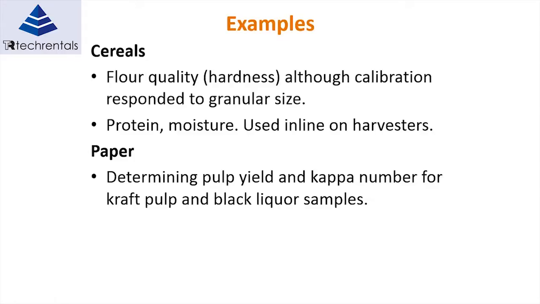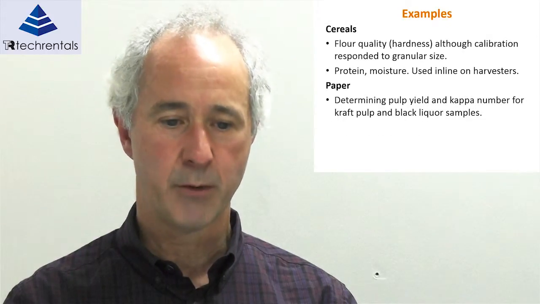It's also used in the paper industry to determine yield or the kappa number for kraft pulp and black liquor for paper manufacturing.